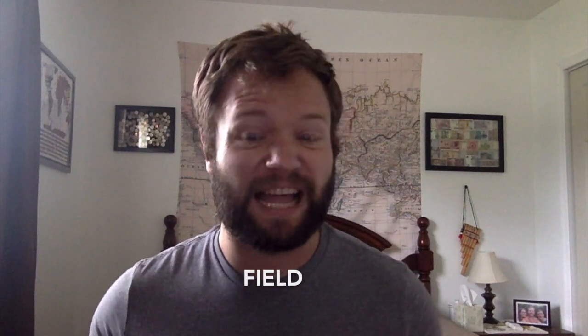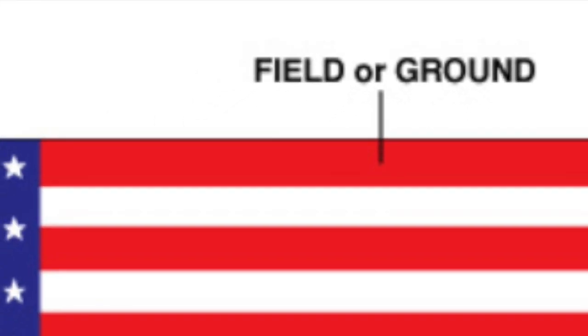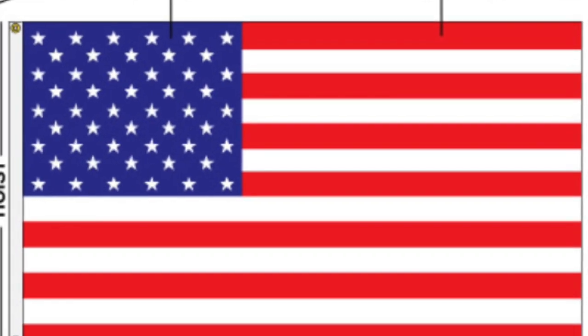So the first word we're going to talk about is field. The field of the flag, simply, is what's on the flag. It's the main part of the flag. So the field for the flag of the USA is 13 red and white horizontal stripes alternating back and forth.